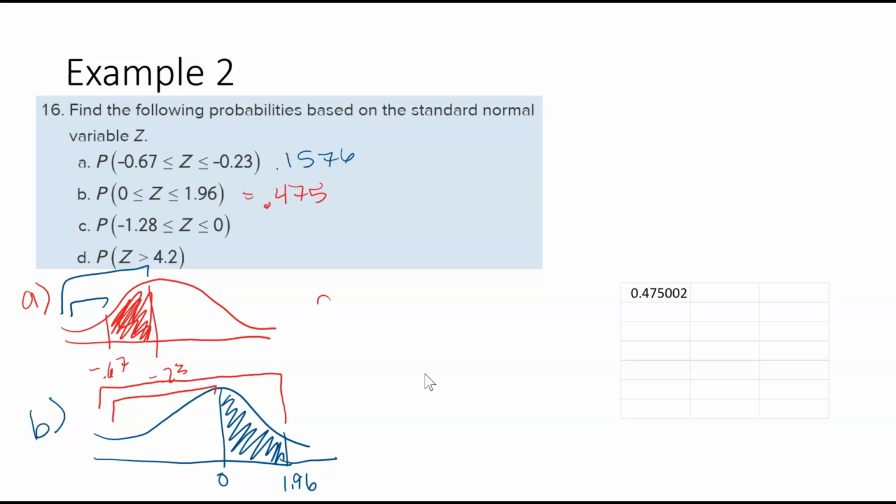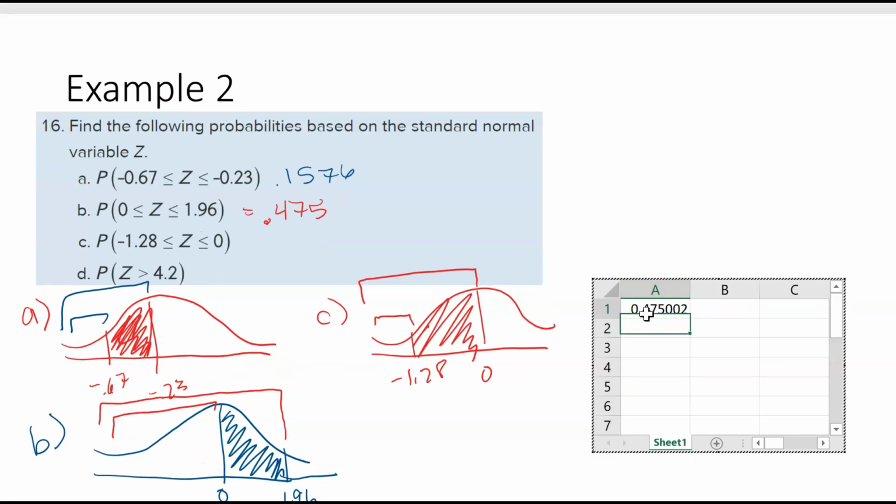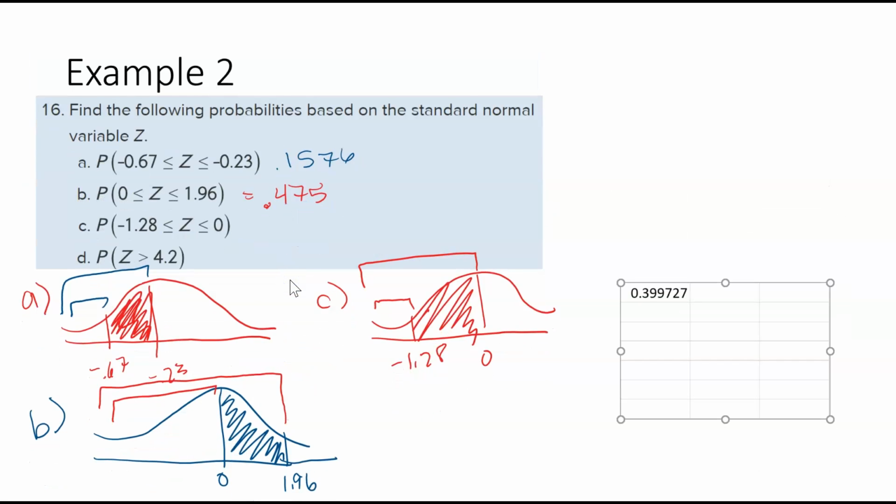So now C, we've got another one here. We're doing the curve. This one is negative 1.28 to 0. And again, we're taking the bigger one. We know that one is 0.5, but maybe you don't want to know it. That's not a big deal. You can just type it in here. So the bigger one is 0, and we're going to go negative 1.28. And we would get 0.3997, which kind of bumps that up. We could leave it as 0.3997, or we'd do 4 digits.